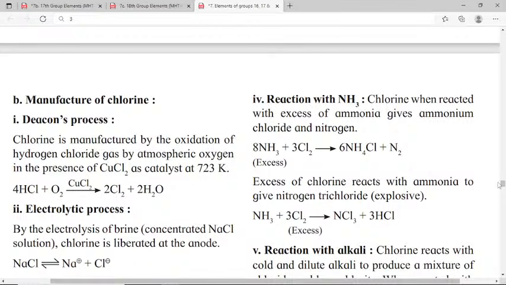Yes, this is the Deacon process. Please mention IMP, very important. Chlorine is manufactured by the Deacon process.